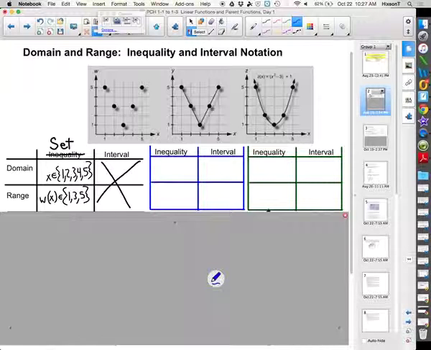All right. Now let's start with the inequalities. We have x, and x goes from 1 to 5, and it equals 1 and it equals 5. So we would say x is between 1 and 5 inclusive. And then does anyone remember how we would write that as an interval?